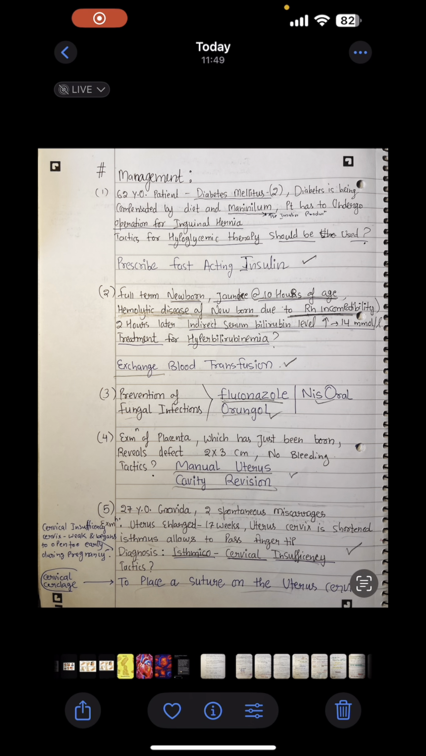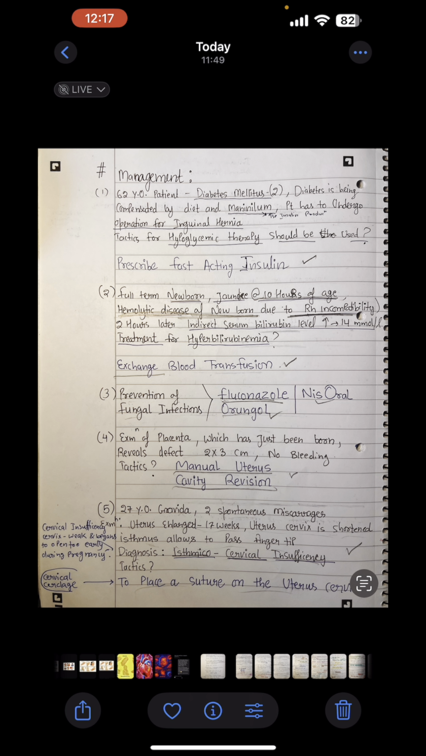Our first patient has diabetes mellitus, and he is going for an operation of inguinal hernia. So tactics for hypoglycemic therapy should be used. We are going to use fast acting insulin in order to prevent any kind of diabetic complication in the patient related to the surgery.